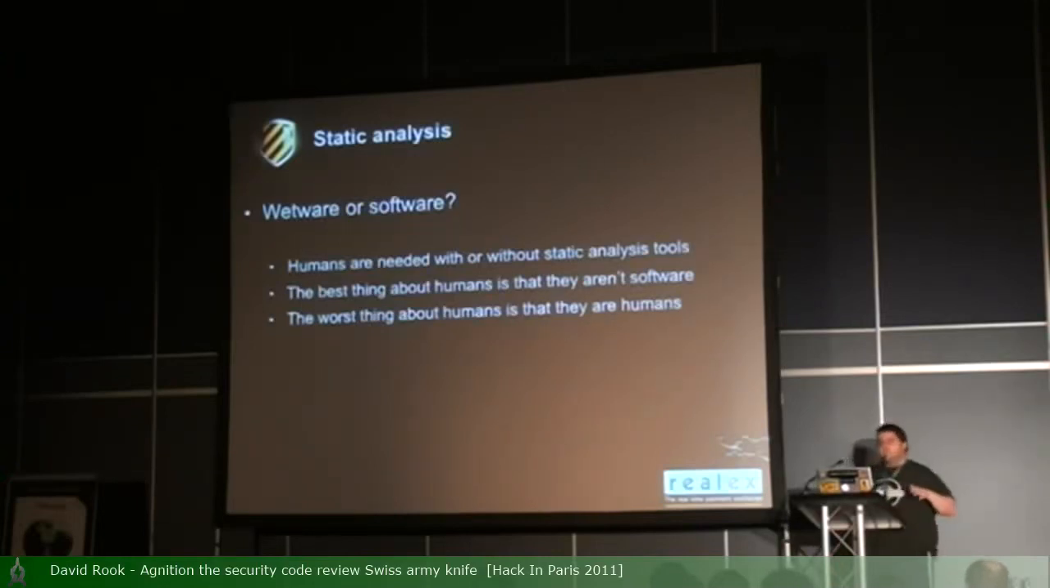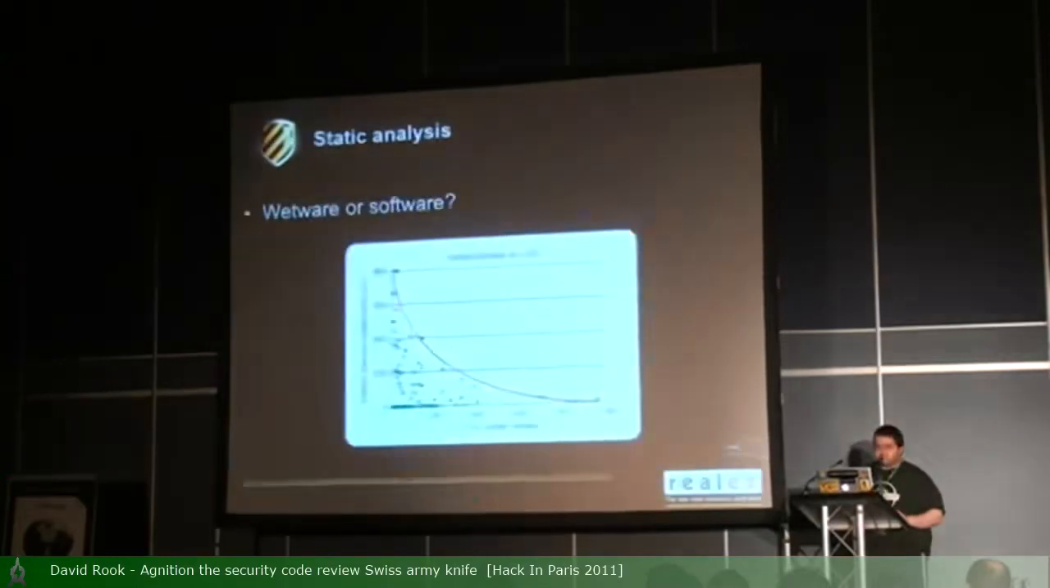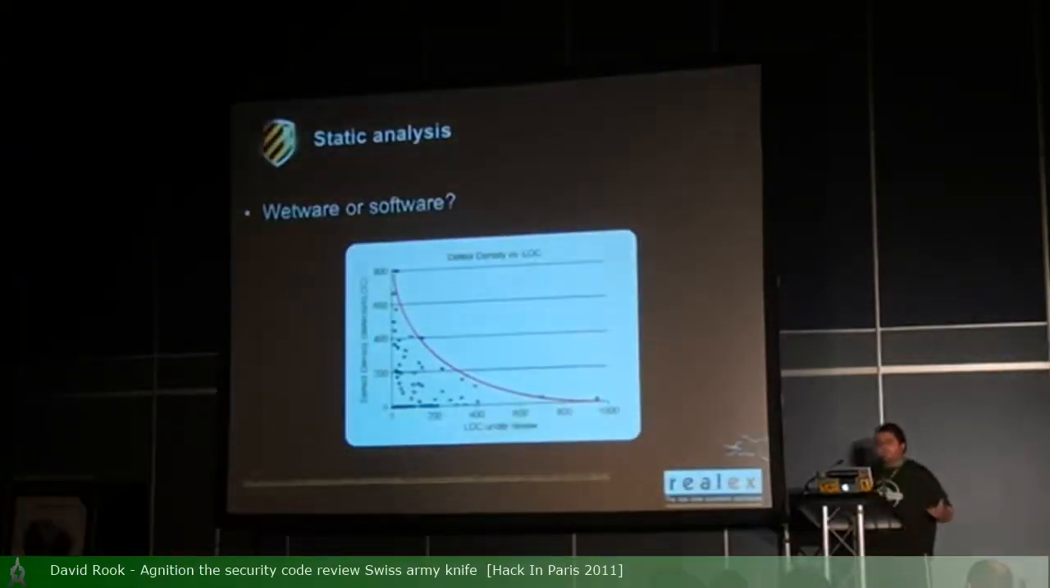So roughly humans can concentrate on a difficult task for somewhere between 30 and 90 minutes before their effectiveness drops off. So that has an impact on the cost of using a human for security code reviews, right?